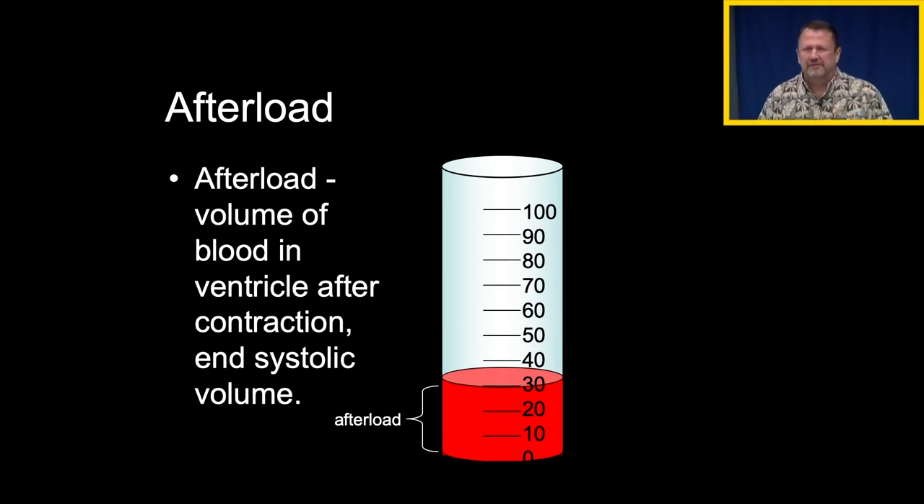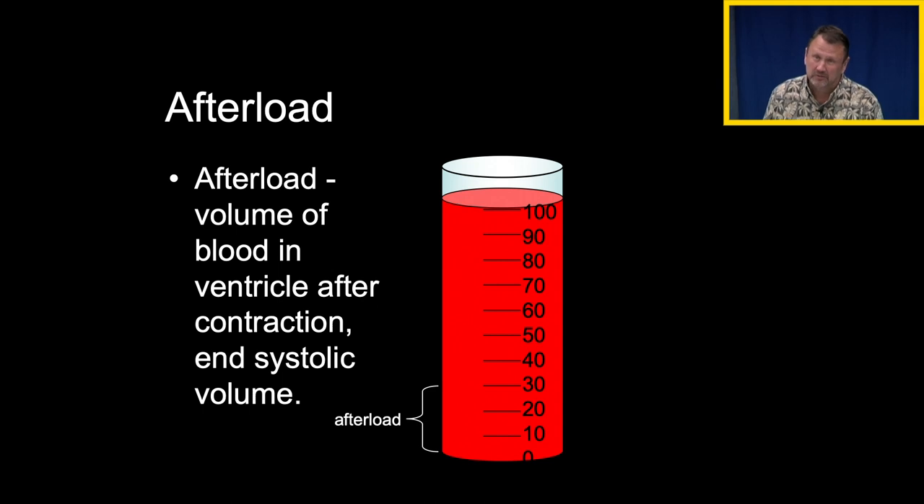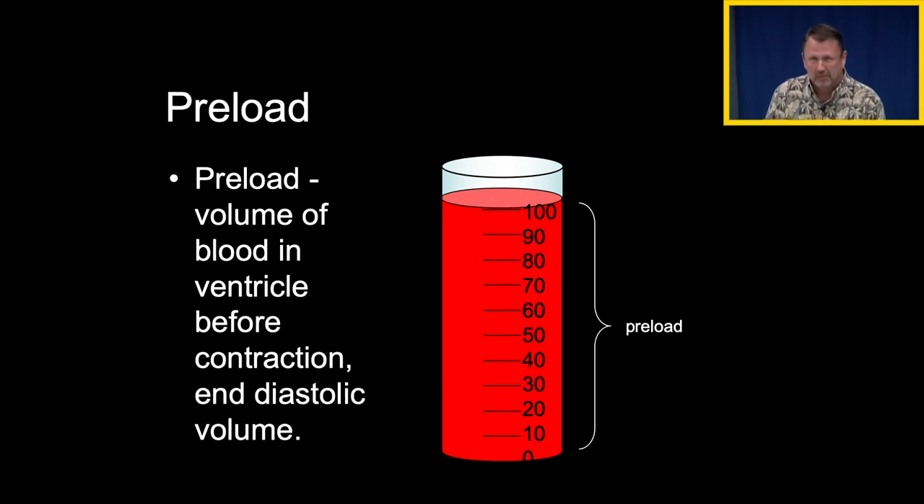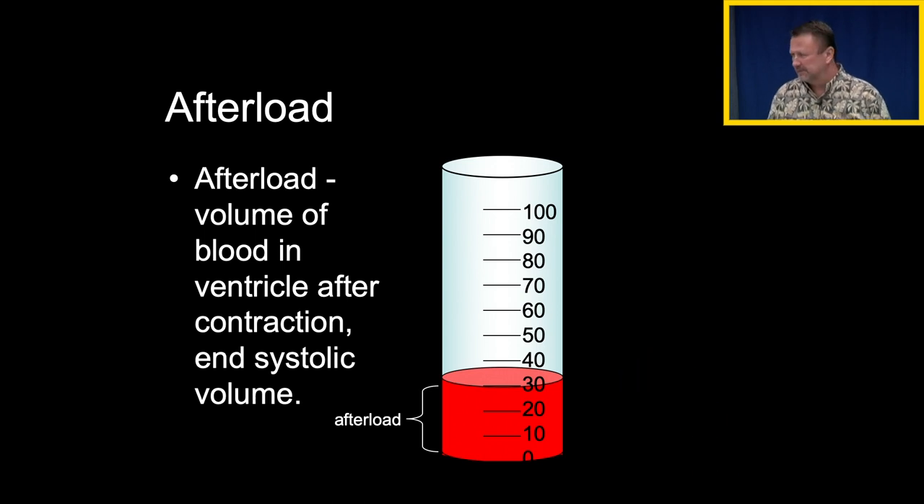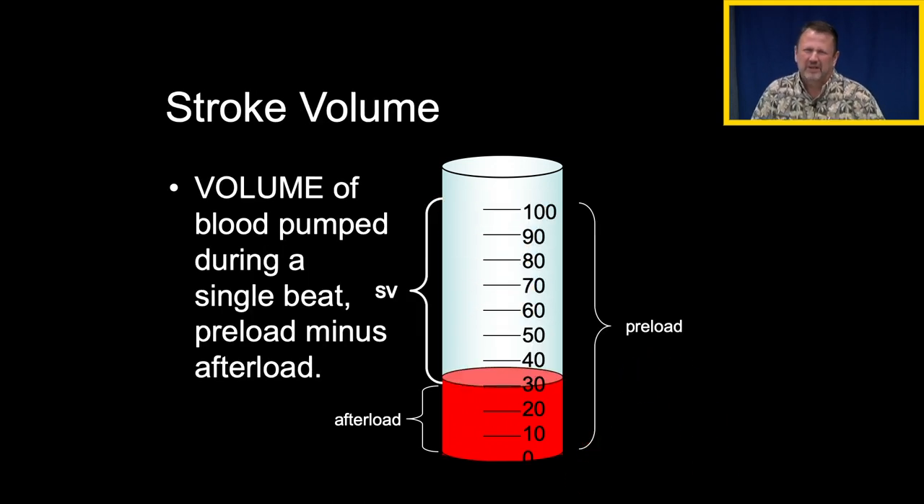All right, well, after we've had a stroke of the heart and ejected the 70 milliliters, one thing that your heart does not do is completely empty the ventricle with each beat. There's blood left in the ventricle after the contraction, and that is the end systolic volume. And to make things easy, we're just going to call that the afterload. Preload, before the stroke, before the beat, afterload, after the beat. So the stroke volume, again, is the volume of blood pumped during a single beat. In this case, if we're using preload as a volume minus the afterload as a volume, then we know our stroke volume.